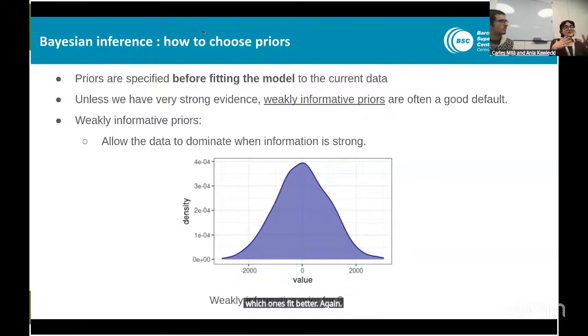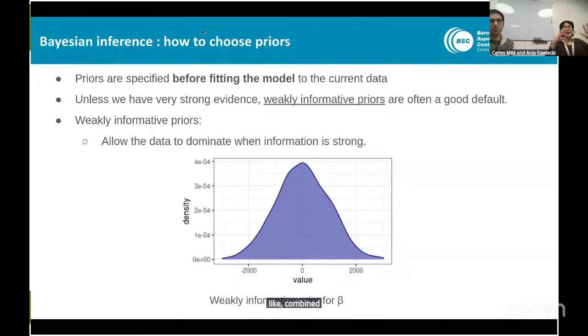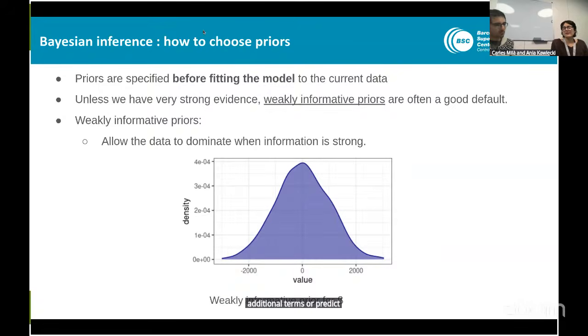And that would tell us which lags are more important and if it's linear or nonlinear. Then, using those, for all our predictors of interest, we would combine the best fitting lag and formulation. We would make combinations of those, and then we would see if the fit improves by including additional terms or predictors. So that's the flow.